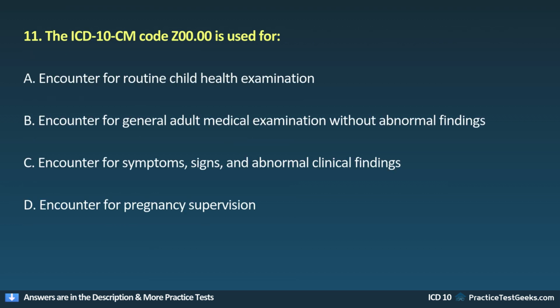11. The ICD-10-CM code Z00.0 is used for: A. Encounter for routine child health examination. B. Encounter for general adult medical examination without abnormal findings. C. Encounter for symptoms, signs, and abnormal clinical findings. D. Encounter for pregnancy supervision.